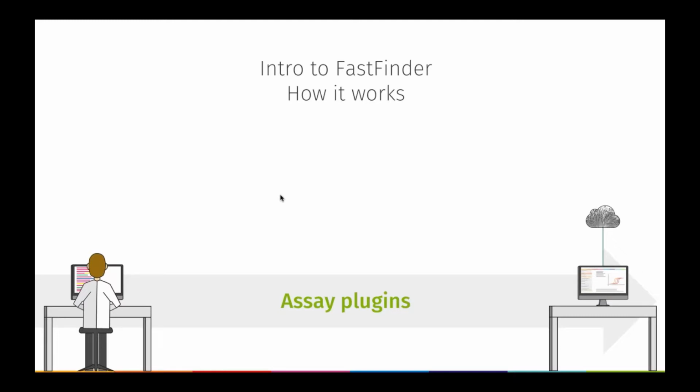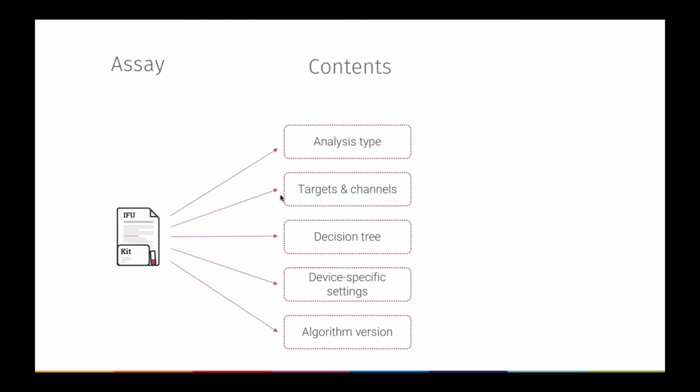Then we've invented something quite revolutionary, which is assay plugins. Assay plugins are the backbone of customization in FastFinder. So let's say we have a specific assay. If we look at that assay in a way, we could analyze it and say that it has different contents. For instance, there's an analysis type. Let's say this assay is a quantitative analysis. There's targets and channels. It's targeting a virus over the ROX channel and something else over the FAM channel, and an internal control over the CY5 channel.